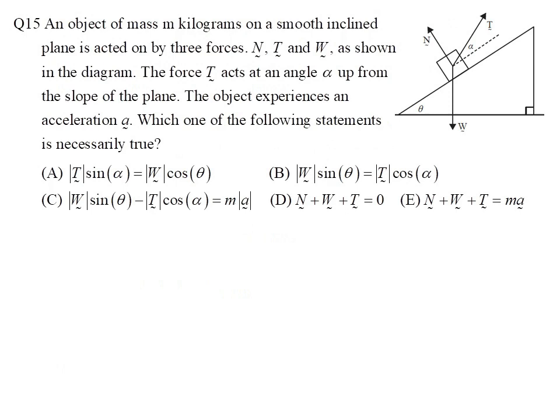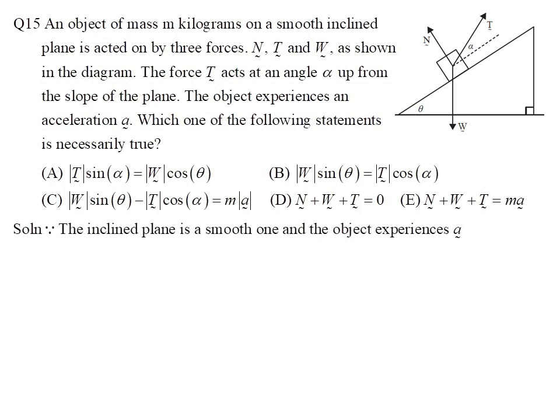In question 15, an object of mass m kilograms on a smooth inclined plane is acted on by 3 forces, N, T, and W, as shown in the diagram. The force T acts at an angle up from the slope of the plane. The object experiences an acceleration A. The question is to find which one of the given statements is necessarily true.